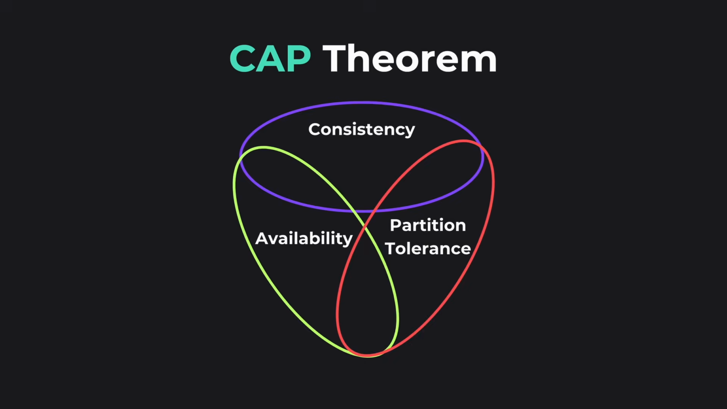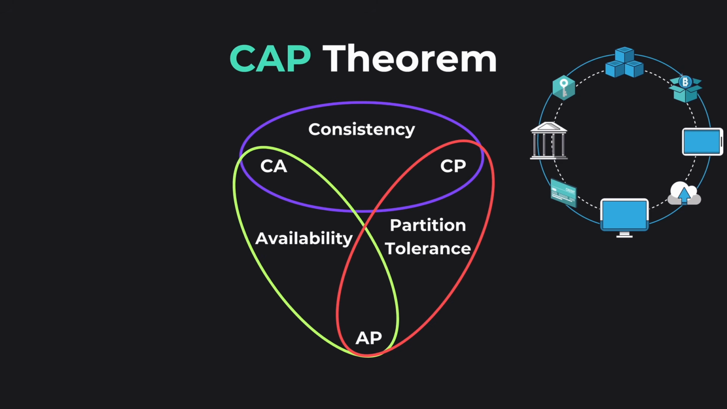And according to the CAP theorem, a distributed system can only achieve two out of these three properties at the same time. If you prioritize consistency and partition tolerance, you might have to compromise on availability, and vice versa. For example, a banking system needs to be consistent and partition tolerant to ensure financial accuracy, even if it means some transactions take longer to process, temporarily compromising availability.